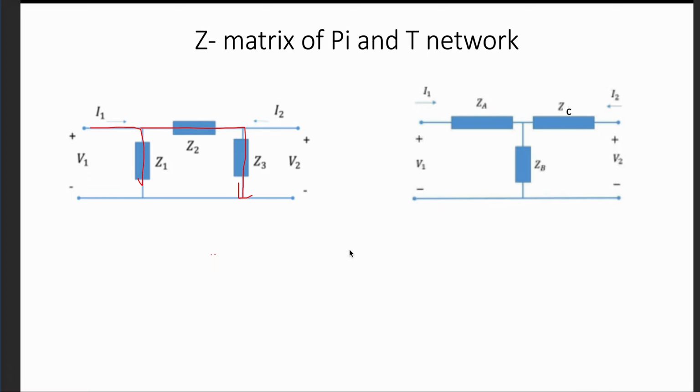Now you need to tell what is the value of Z12. Again, you need to use the same concepts, and you need to tell what is the value of Z21 and Z12 of this. Whether Z21 and Z12 are same or they are different.